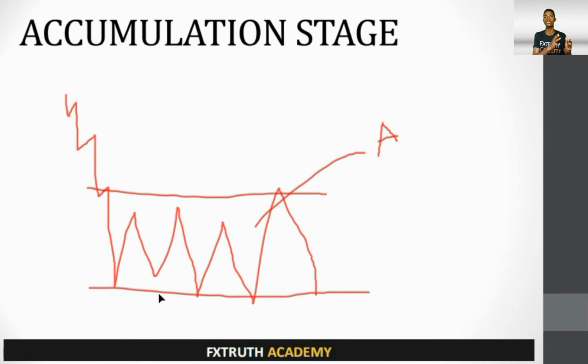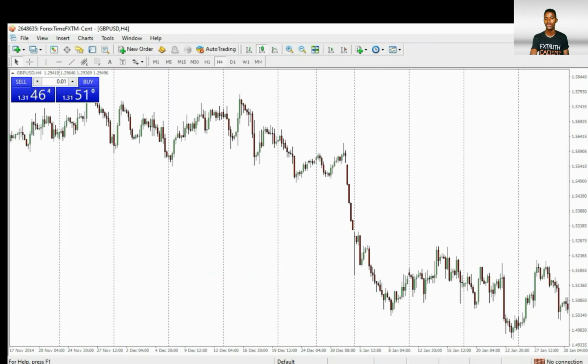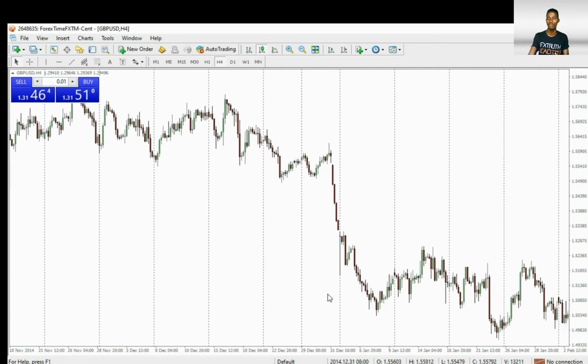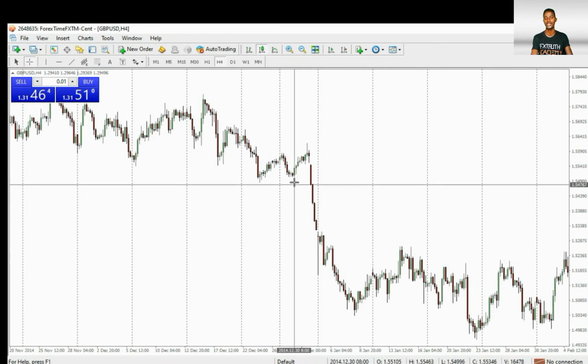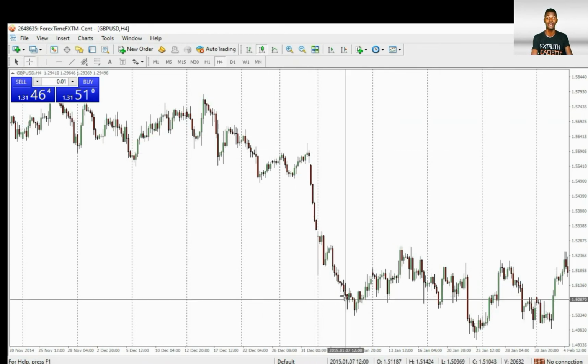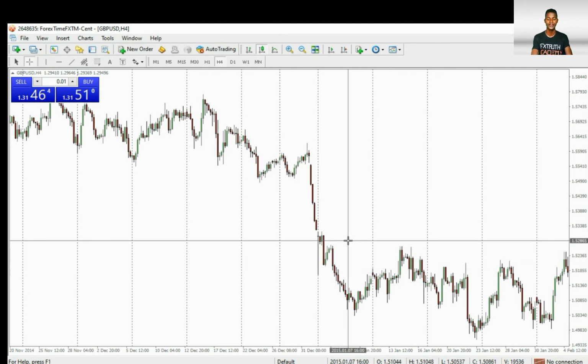So now let's go to the Forex chart and see how this works. This is the GBP USD in the 4-hour time frame. Let's zoom out of the chart to see what is going on in the market, which we've done already. If you look at this region over here, you agree with me that this is a downtrend. The market is going downwards right here. So this is a downtrend.